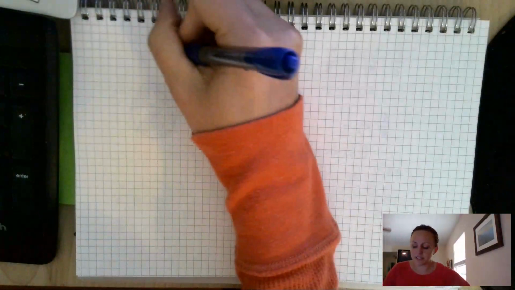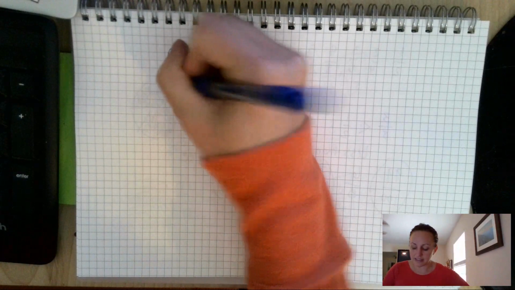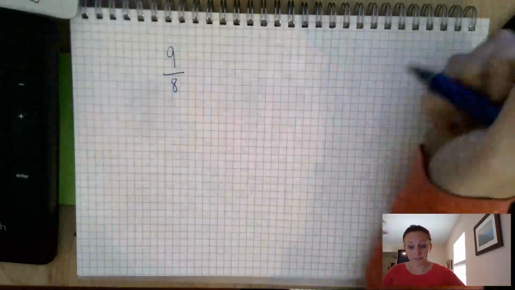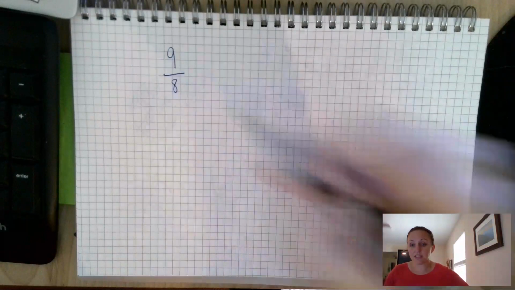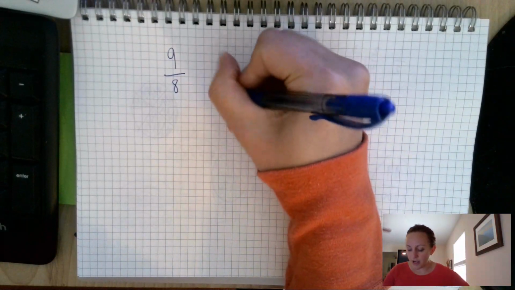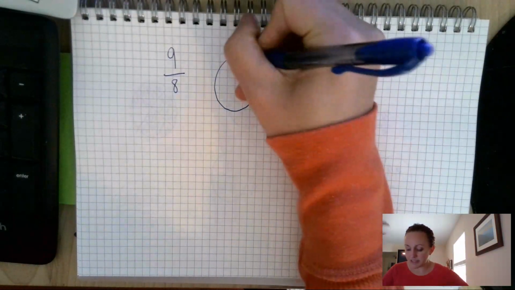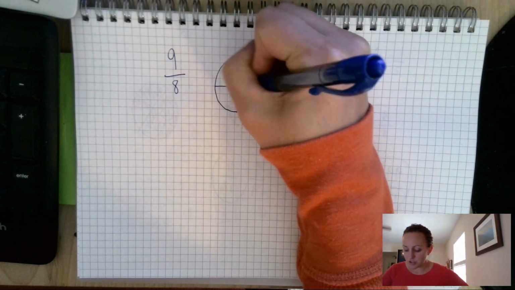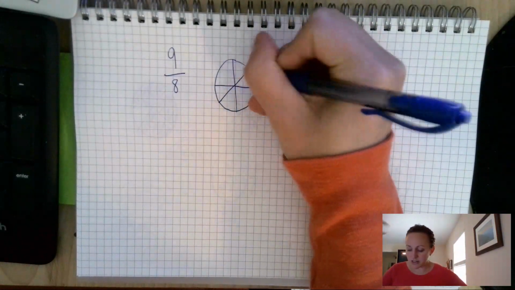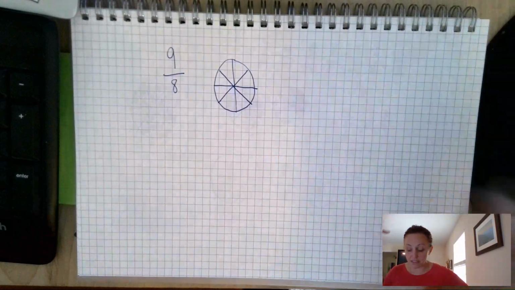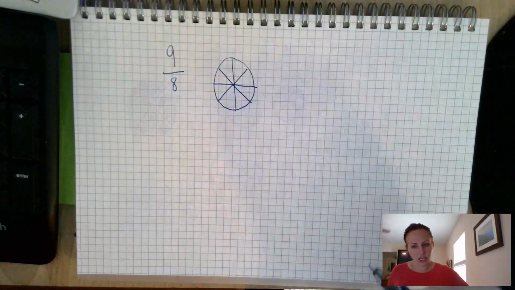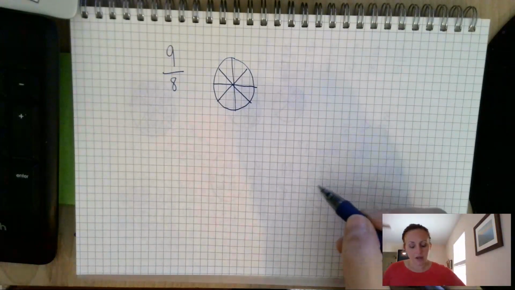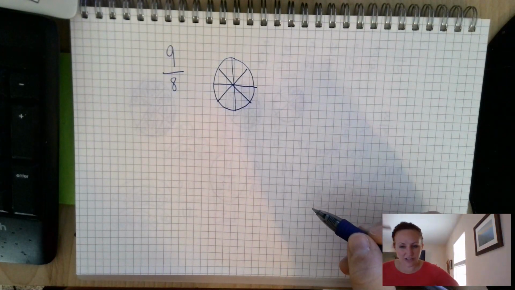If I have, let's say, 9/8. Remember, my 8 tells me how many pieces there are. My 9 tells me how many pieces are shaded in. So when I'm drawing my fraction, I have to draw 8 pieces, 1, 2, 3, 4, 5, 6, 7, 8, and I have to shade in 9 of them. But Mrs. Long, there is not 9 there.